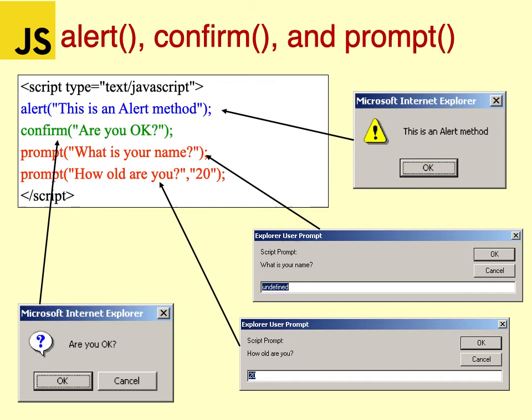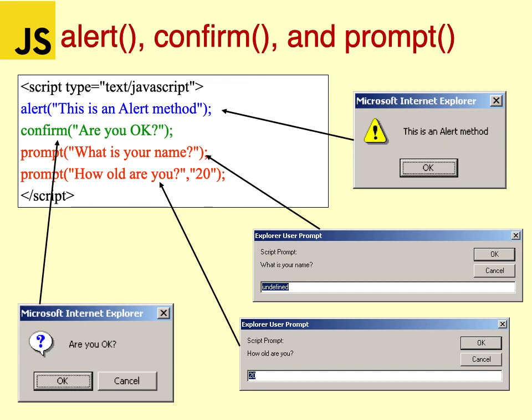Then the third type is prompt, the red color instructions. What is your name? How old are you, 20. The first one, after executing this prompt, what is your name, will show a particular dialog box. In that dialog box you will see a text field. You can place your data there and click OK, then that will be stored in a variable. If you press Cancel, false is the returned value.